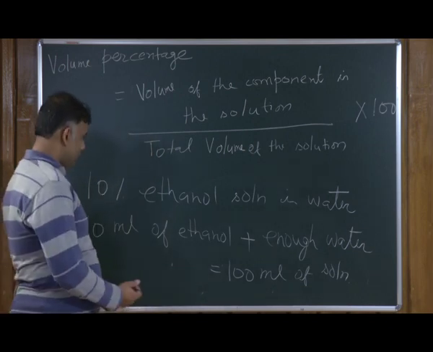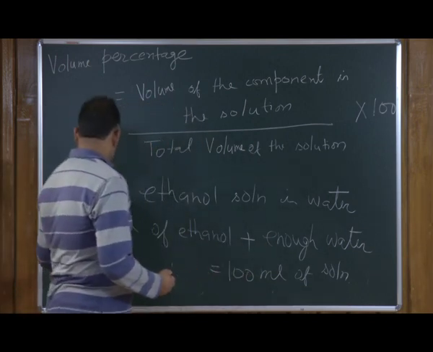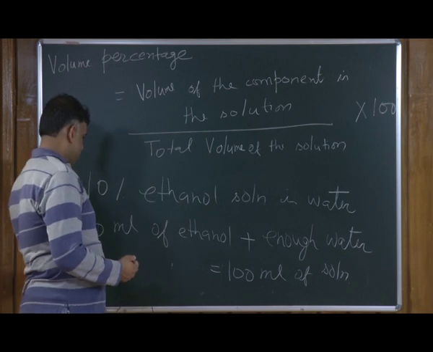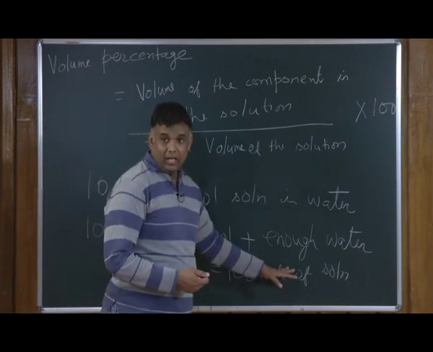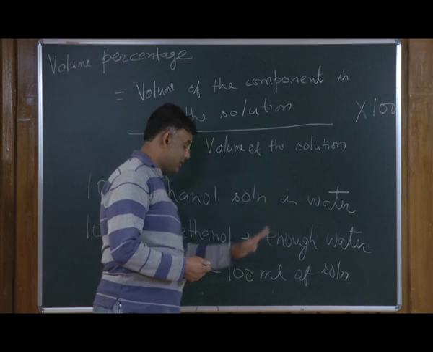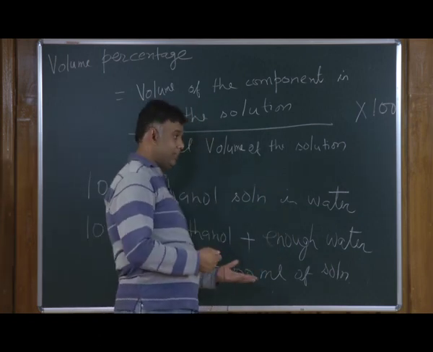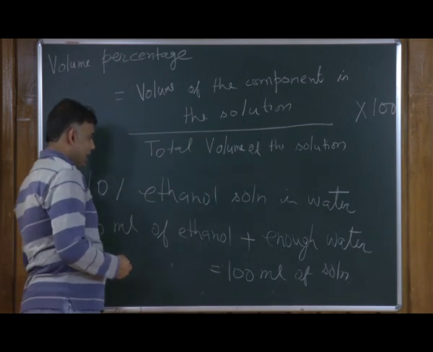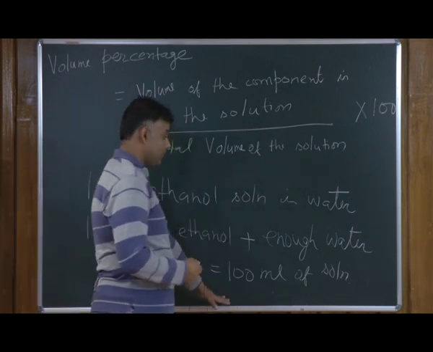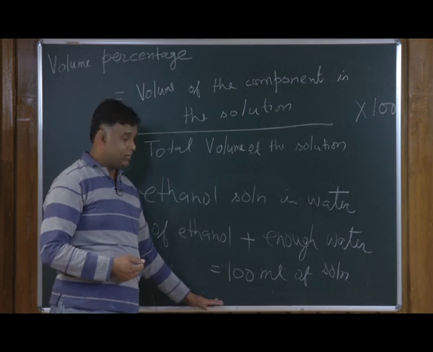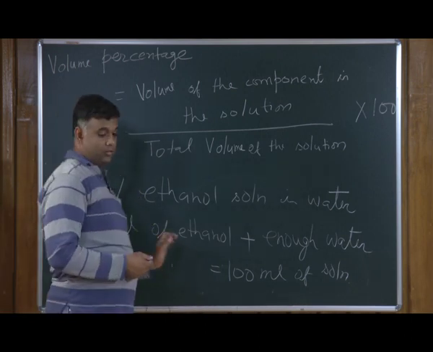So, the key word over here is enough water. If I mix 10 ml of ethanol with 90 ml of water, it is not necessarily going to give me 100 ml of solution. It could be slightly different from 100 ml. So, I have to add enough water so that the total volume becomes 100 ml. So, that would be 10% ethanol solution in water.